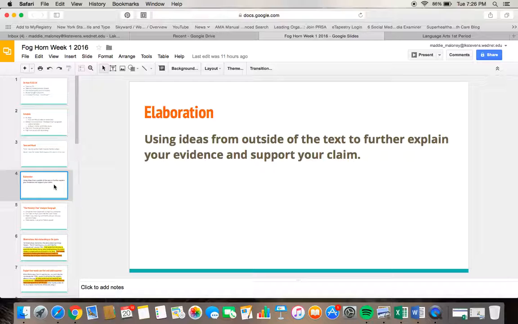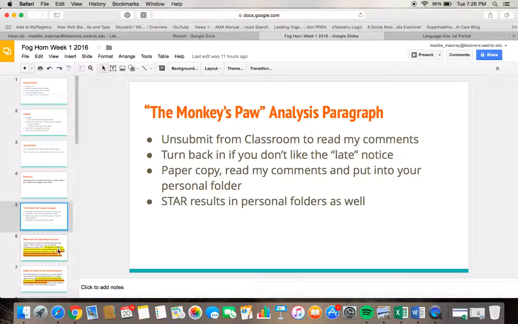So in order to elaborate, as it says here, you have to bring new ideas to the text. So we're done just talking about the text in our writing. We're going to go into analysis, like I said in class a couple days ago. So I'm going to show you some examples of what it means to elaborate, but first I would like you to, if you haven't already, go to Google Classroom and unsubmit.